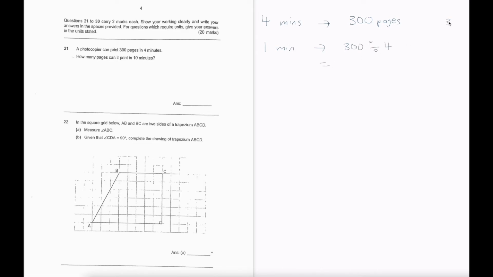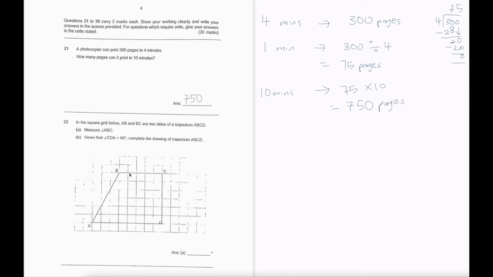Let's do the working here. So 75 pages. Okay, I need to find 10 minutes. So what I can do here is just to take 75 times 10. Okay, that's a trick. Just put 75 and add a 0. And that's it. We're done with this question.